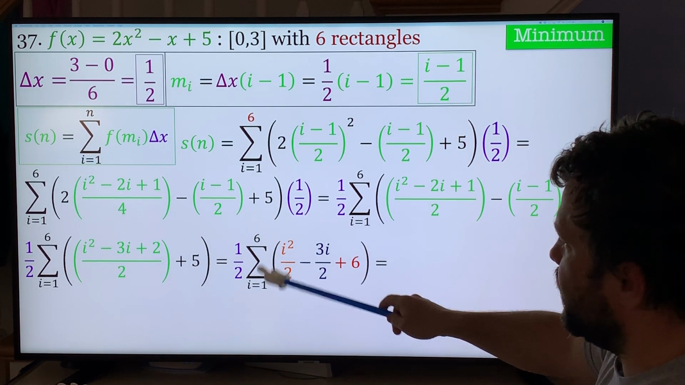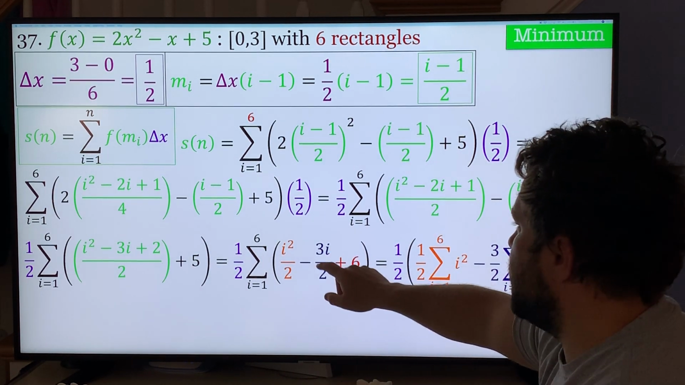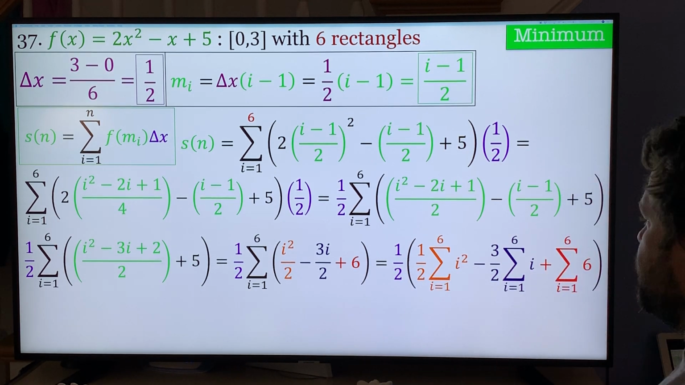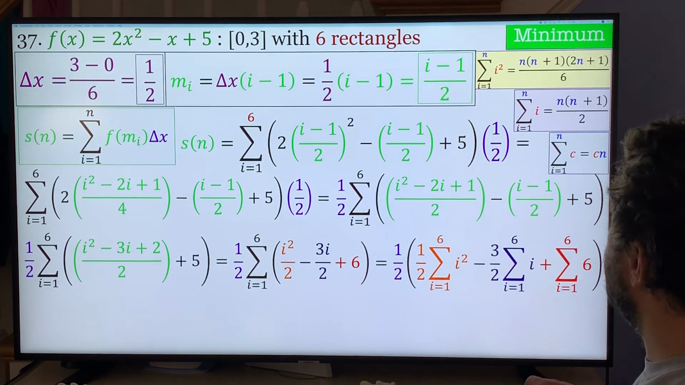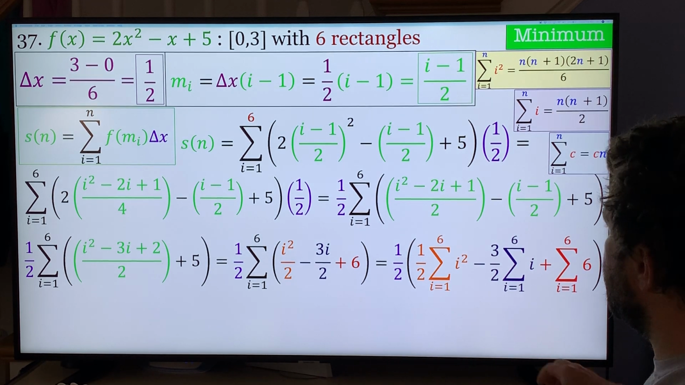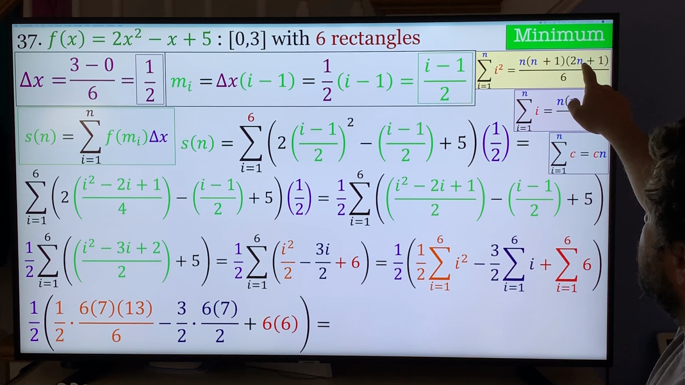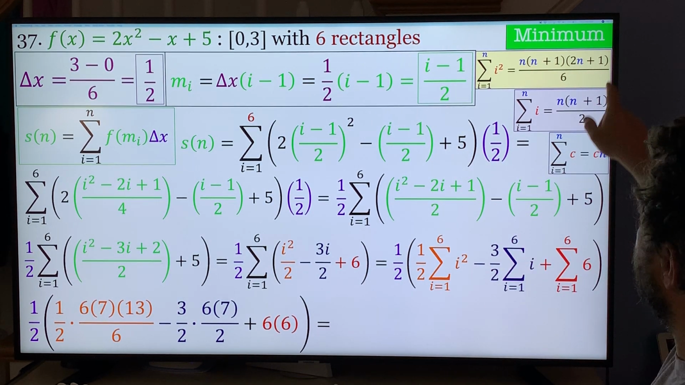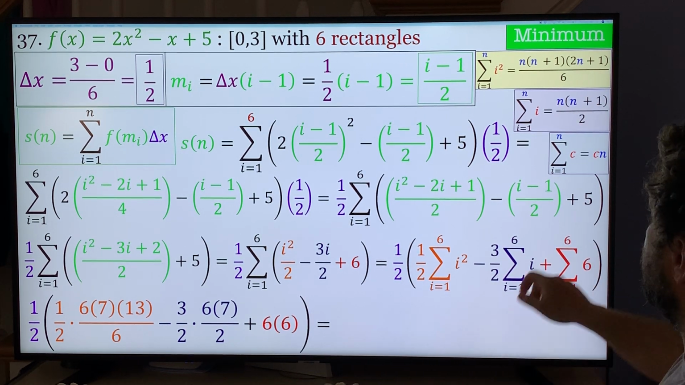So now you have your 1/2 out front, and you put a 1/2 out front of the summation of i squared, 3 over 2 out front of the summation of i, and the 6 stays. Now you're going to use your 3 summation formulas. Having fun yet? Which are i squared, i, and c. So the i squared one is 6 times (6 plus 1) times (2 times 6 plus 1) over 6, minus 3/2 times 6 times (6 plus 1) over 2, plus 6 times 6.